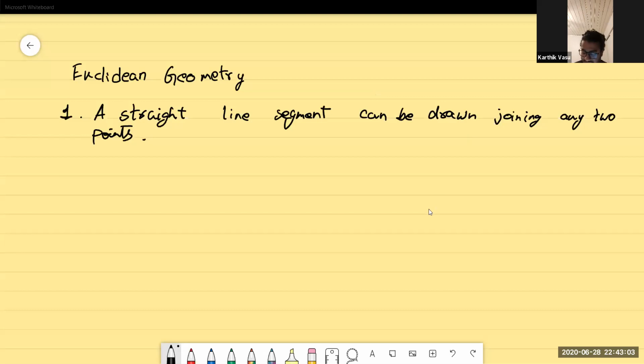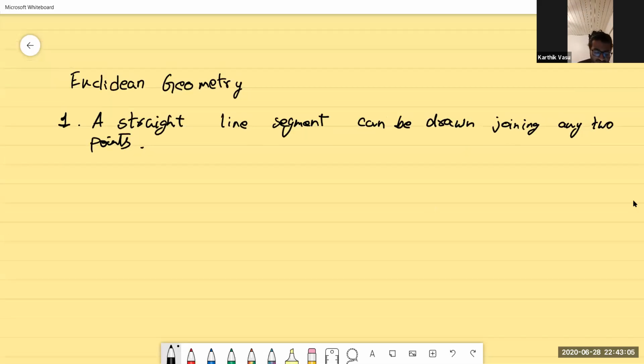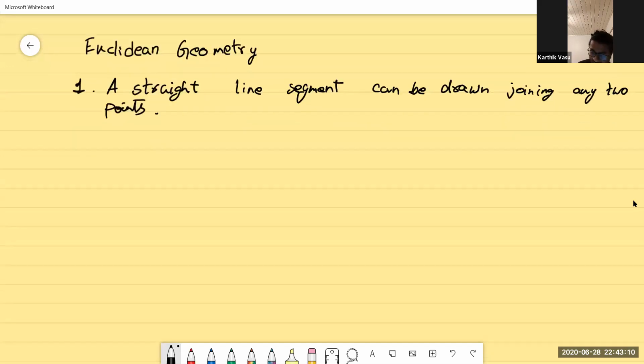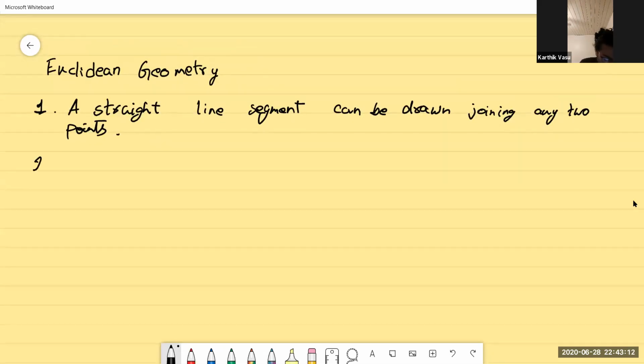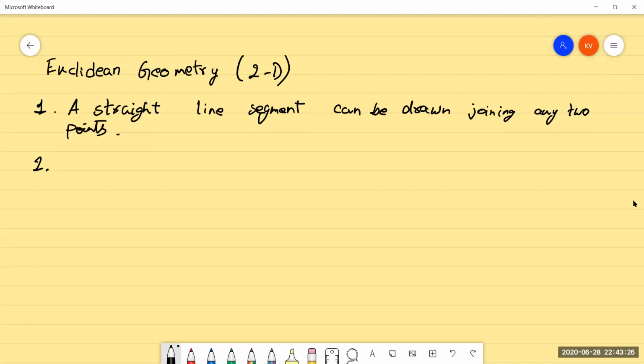Yeah, I was saying, if you have any 2 points, you can join them by a straight line. Obvious thing you would want. Also, this is 2-dimensional Euclidean geometry. Let's not go to higher dimensions. This might be vague right now, what is 2 dimensions and so on, but it'll get clearer later. So the second postulate was this.